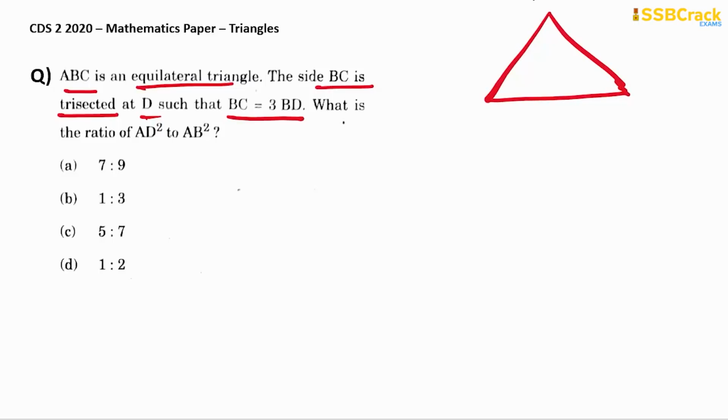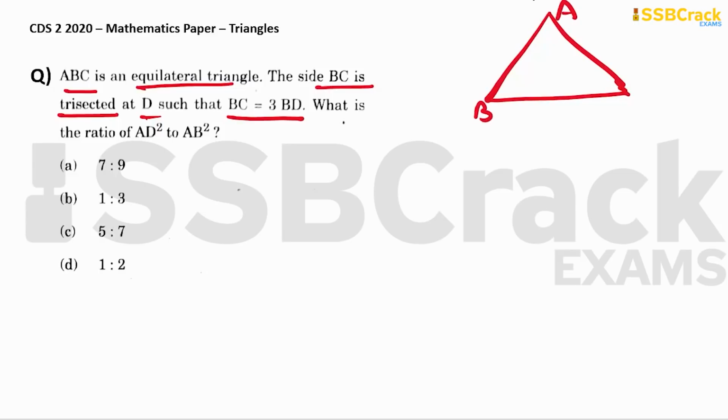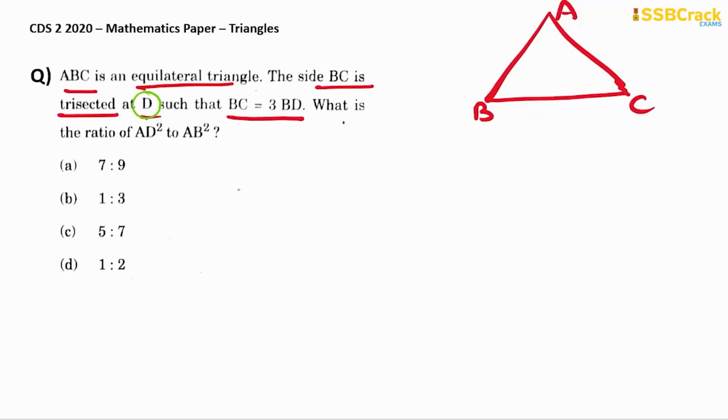Okay. So we have an equilateral triangle named in order ABC and we have the side BC which is trisected at D, means D is a point such that this portion, this BD length, is the 1/3 part of BC, and this is also provided in the question, no worries. So what is the ratio of AD square to AB square?